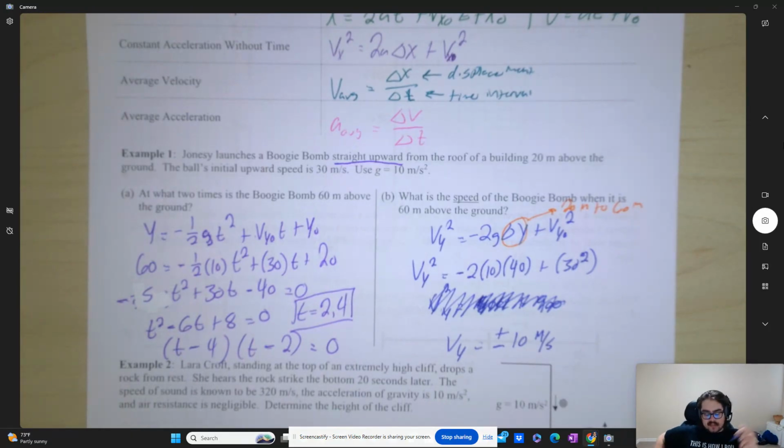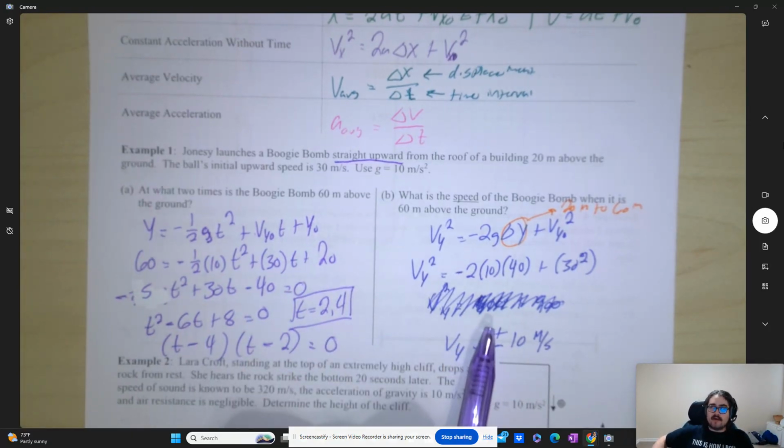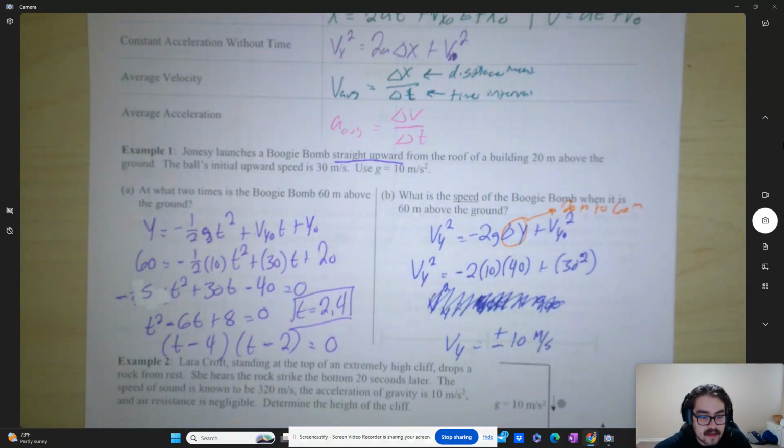But it actually makes sense in the context of the problem, because as it goes up, it should be positive 10 because it's going upward, and then as it comes down, it should be negative 10 because it's going downward. Okay. The next example is a confusing one.